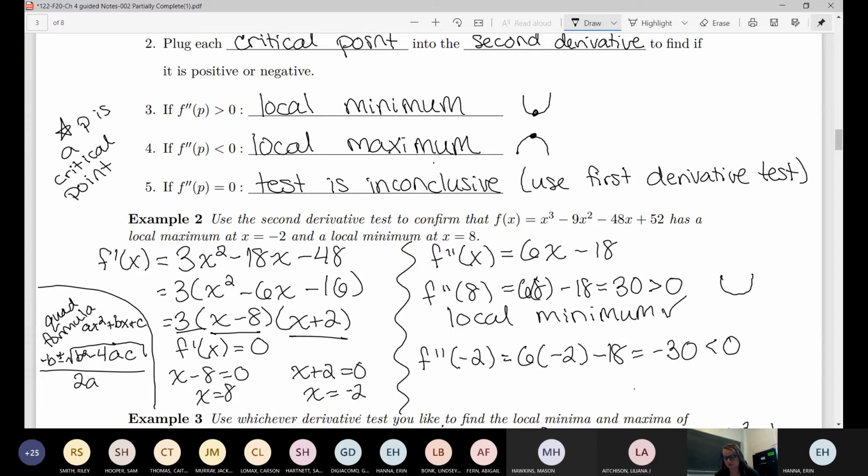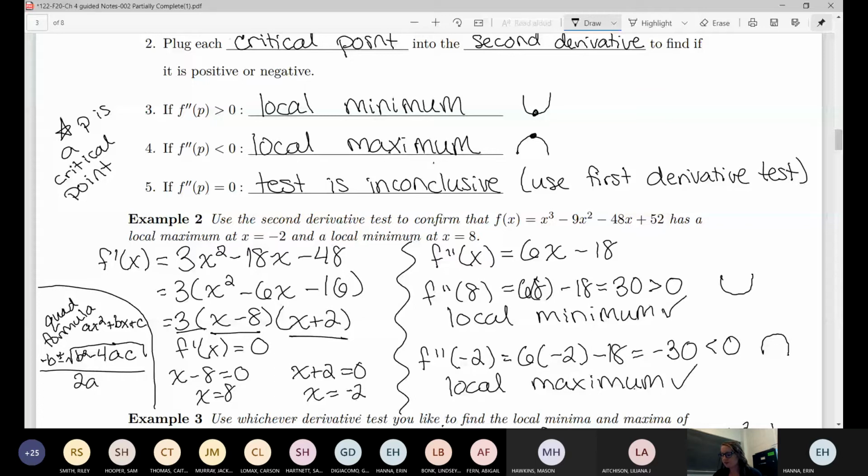That's not always going to happen. So that's negative, so that means we would be concave down. So that means that -2 would be a local maximum, which again, they already told us and we were just triple checking. But they were right. So that's how you use the second derivative test. You find the critical points and then you find the second derivative and take those critical points and plug them in.